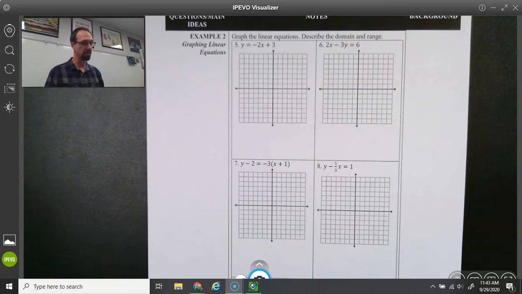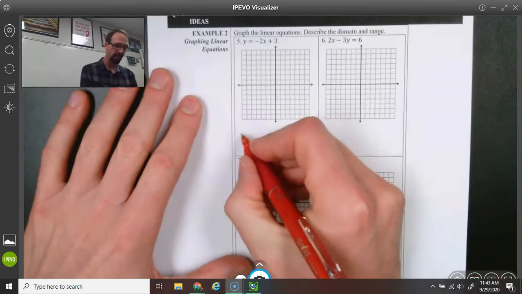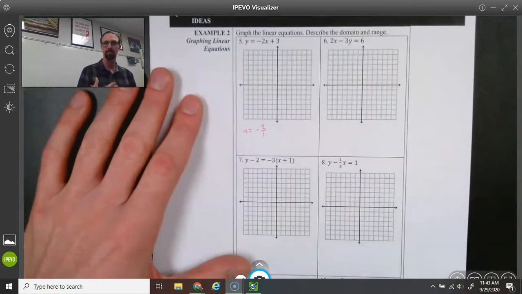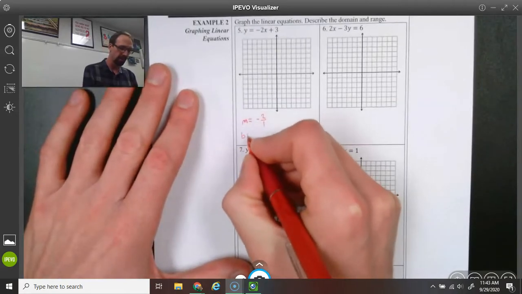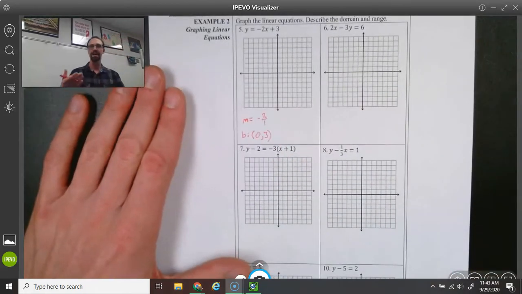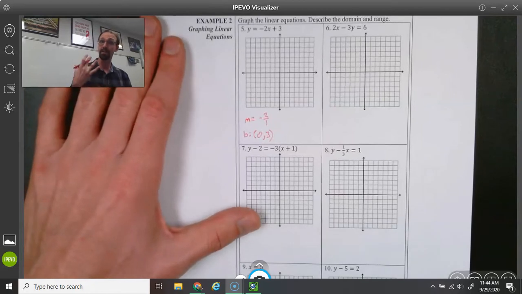For this first one, it's written really well in slope-intercept form, where I can find my slope, m equals -2. It's okay if you write -2/1. A lot of students remember that from an earlier course. And then my y-intercept, or my b, is (0, 3). Now make sure that you write your b as a point. Your y-intercept is not just a number, it's an actual location.